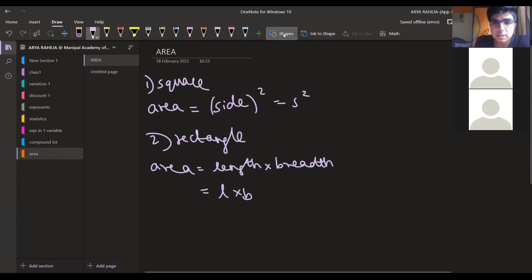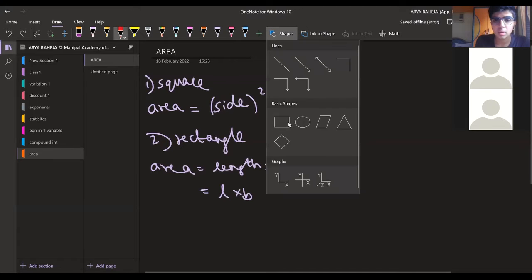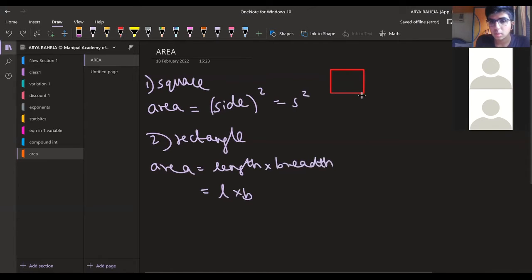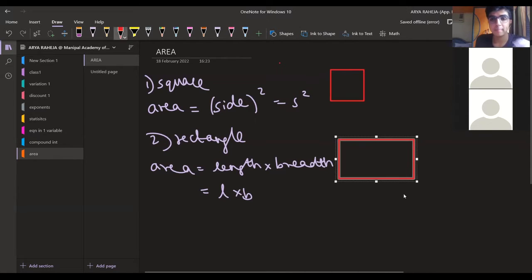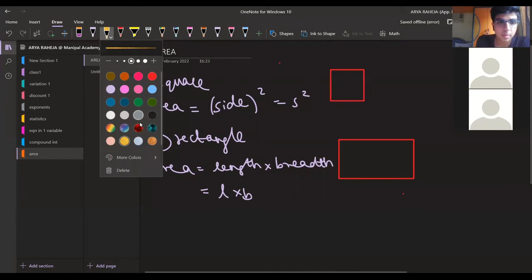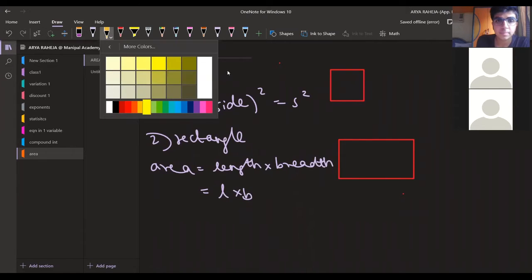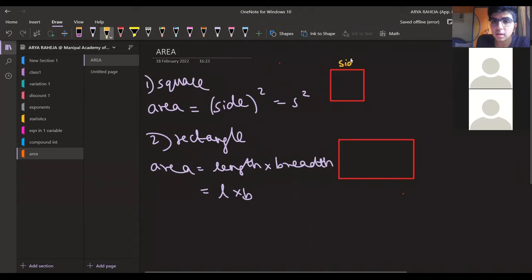Wait, let me just put the shape also here. Okay, this is a square, and next, this is a rectangle. So this is the side. Side क्यों बोलते हैं वो भी I'll tell you all. Or this is also side.